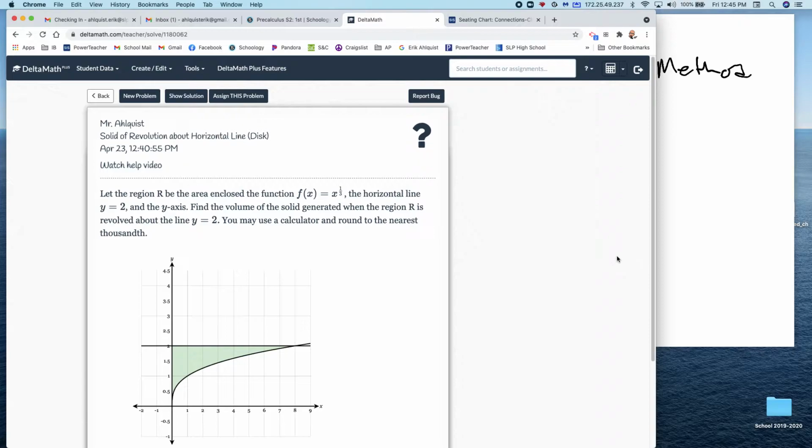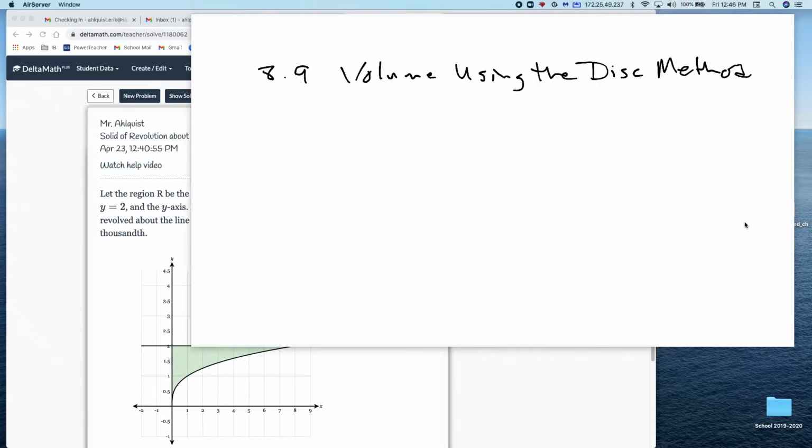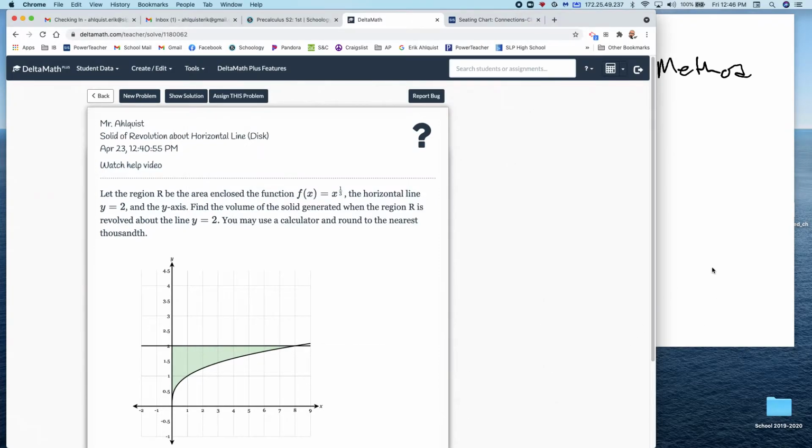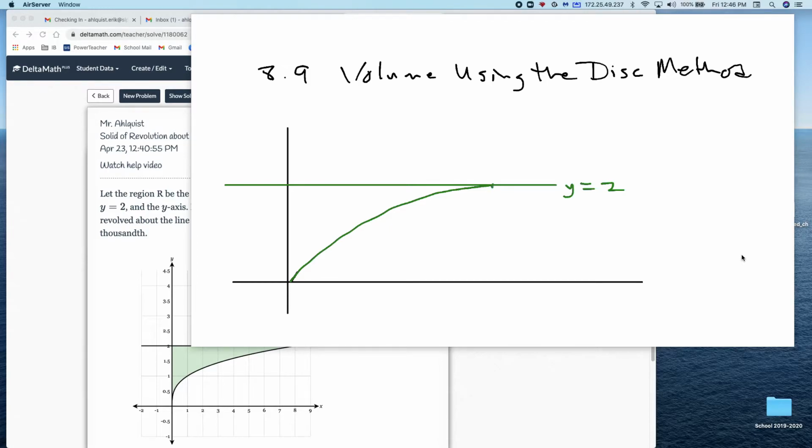Now, I'm going to do my best to draw what that looks like. I've got a y-axis, an x-axis, and the line y equals 2. I've got this curve that goes like this and then intersects at, looks like that intersection is 8. Here, this intersection is 8. So I'm using this region right here.